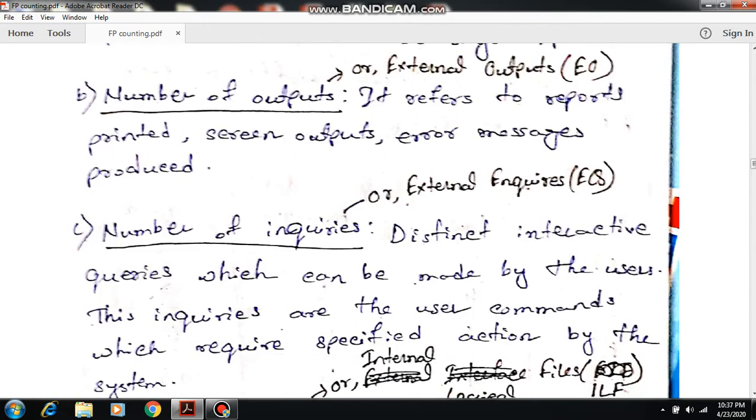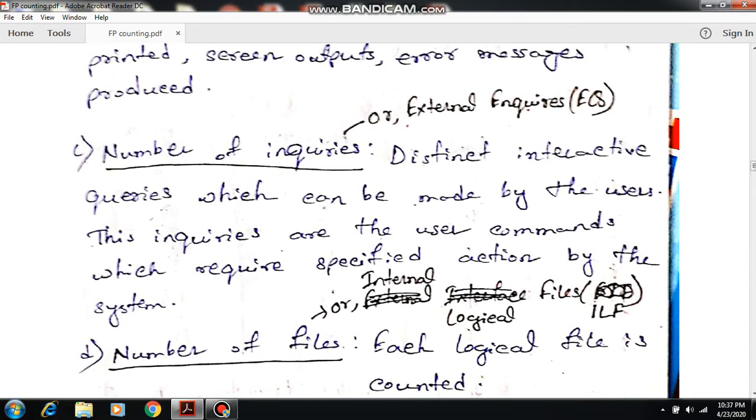Now the number of outputs, also called the external output or EO. It refers to the output printer, screen output, error messages produced, whatever message the system gives on the output screen. That is called the external output. Now the number of inquiries is also called external inquiries or EQ.